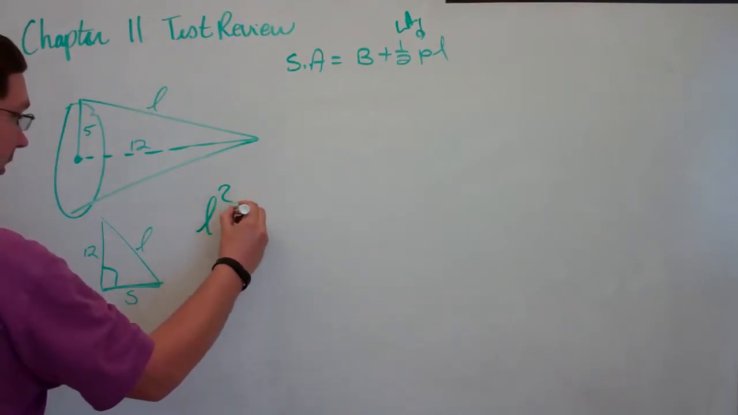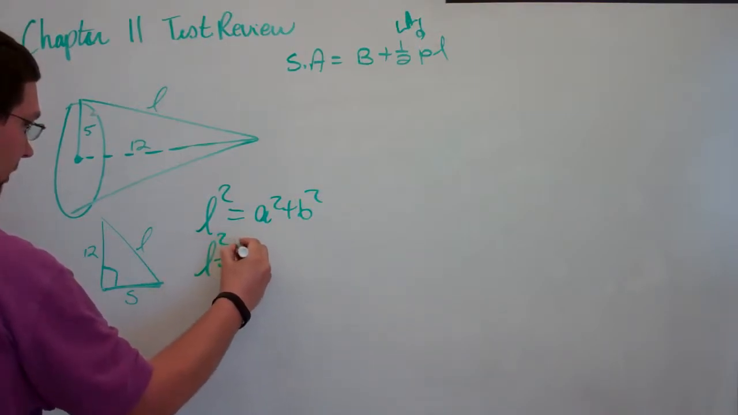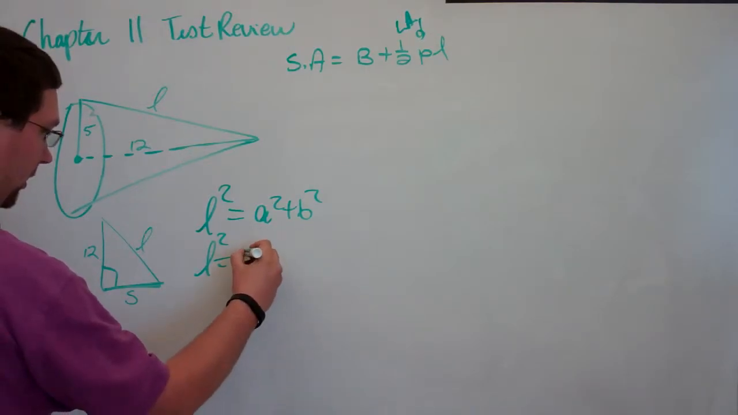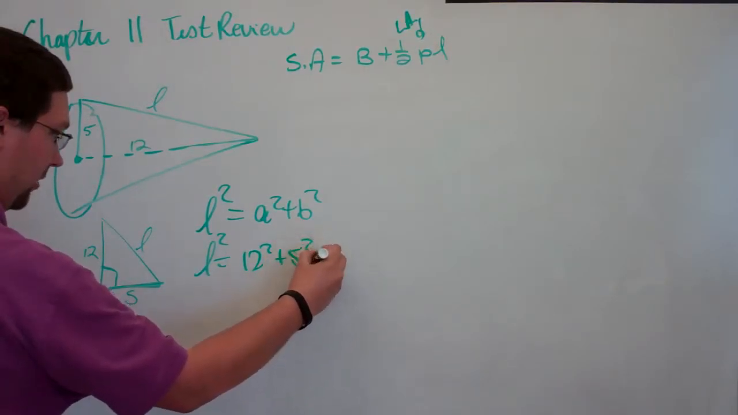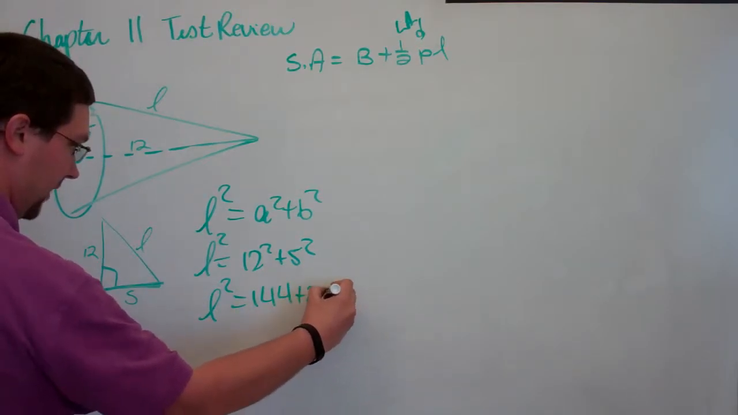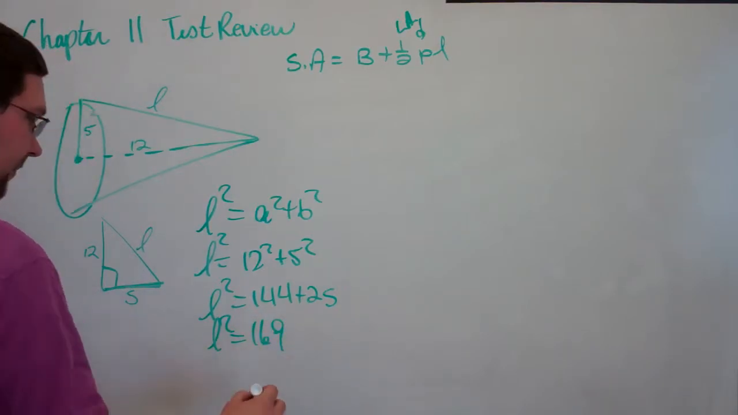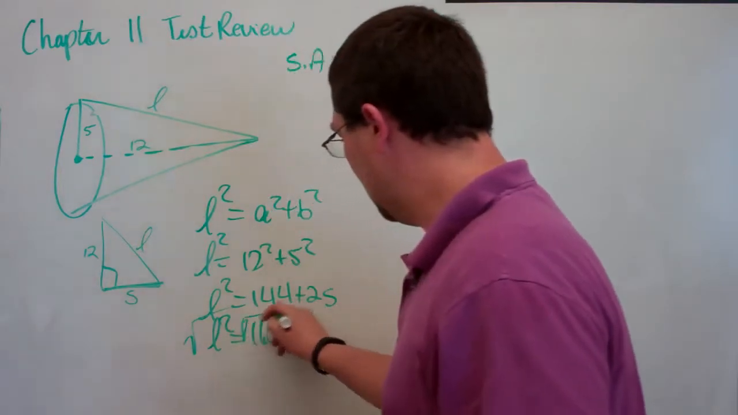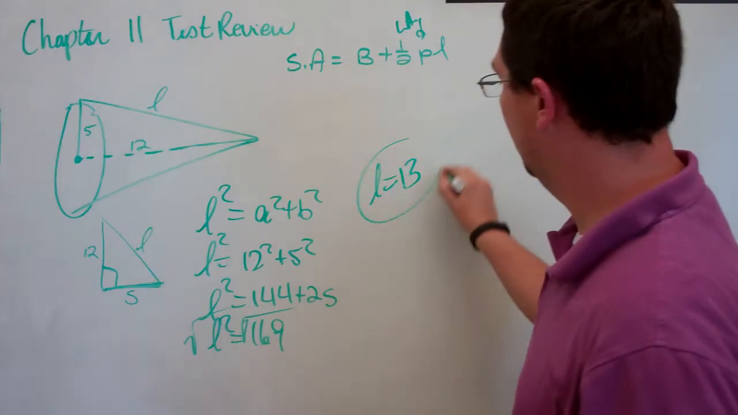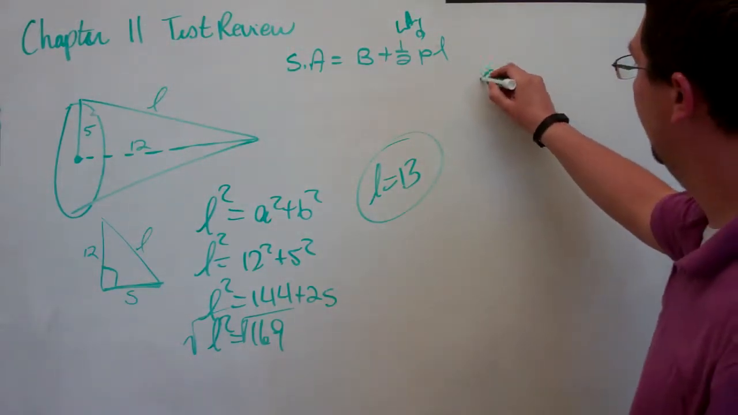So remember, L squared equals A squared plus B squared. So L squared equals 12 squared plus 5 squared. L squared equals 144 plus 25. So L squared equals 169. Take the square root of both sides. The square root of 169 is 13. Alright, so L is 13, so now you simply plug it back into your formula.